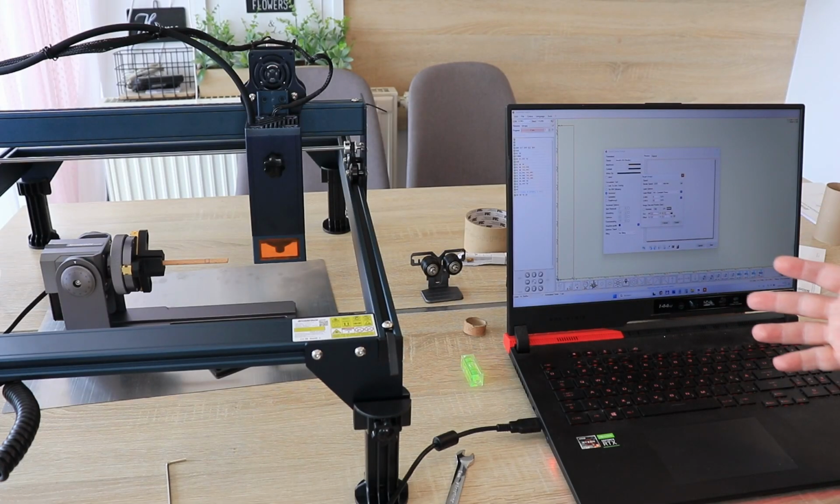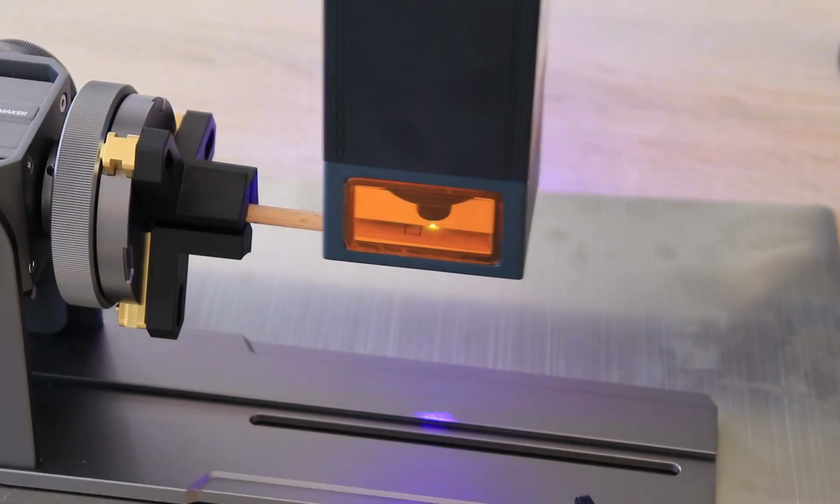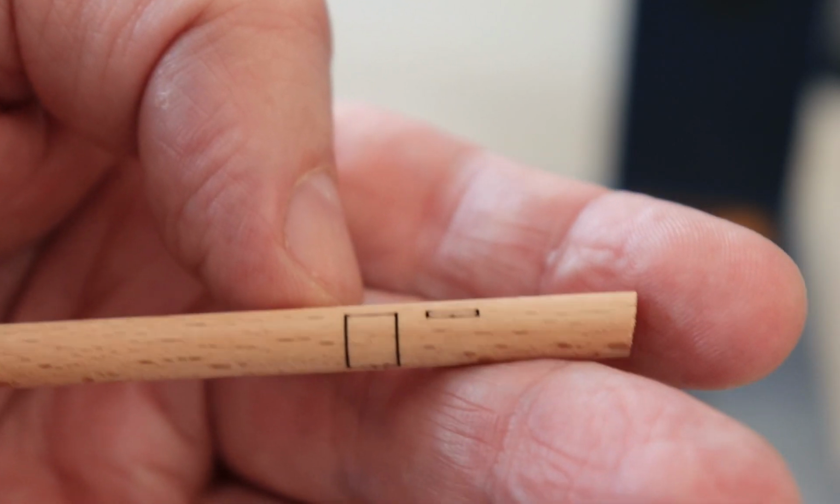And what happens if we don't do this adjustment? So let's leave here 5 by 5 millimeters as the dimension. As you can see, the square is very deformed along the Y-axis.